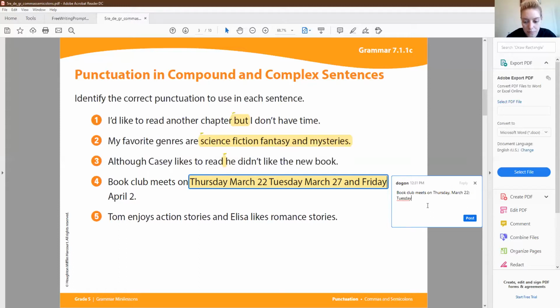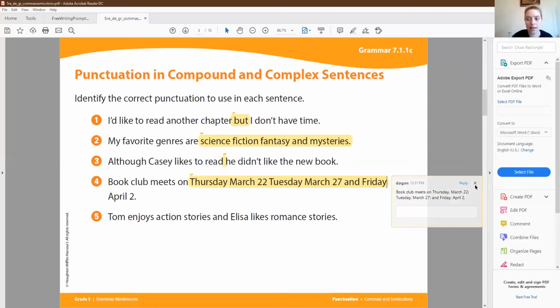Tuesday, comma, March 27th. Now another semicolon because I'm going to my last date. And Friday, comma, April 2nd. And don't forget your period at the end, okay? So for this one, you needed both commas and semicolons, okay? So go back and look at this one, okay? Because you need both commas and semicolons. Commas separating the day from the month, semicolons separating the three days.